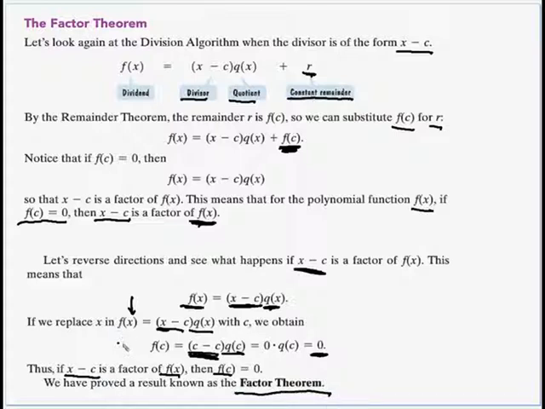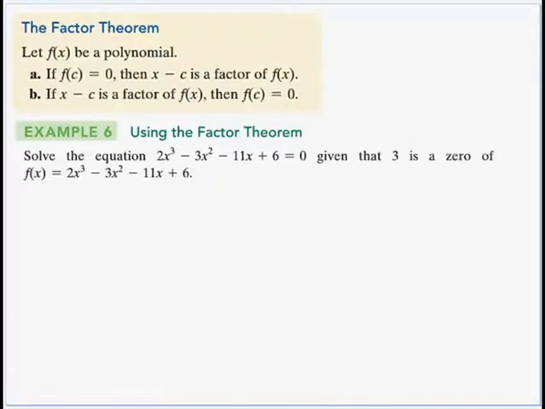If that was a little confusing, I hope an example or two will help straighten it out. Here they've condensed it down to this box. Let f of x be some polynomial. If f of c is equal to 0, then we know x minus c is going to be one of our factors of the polynomial. And on the flip side, if we know that x minus c is a factor of our polynomial, then we know that f of c is going to equal 0.